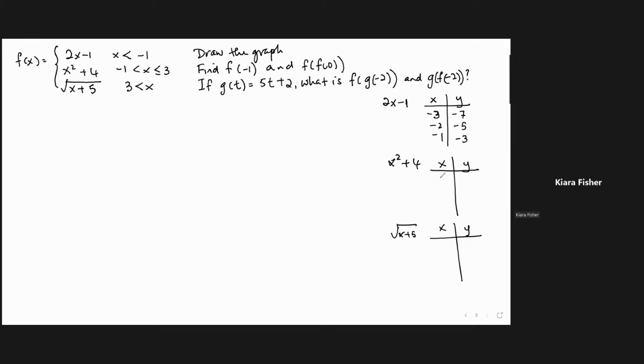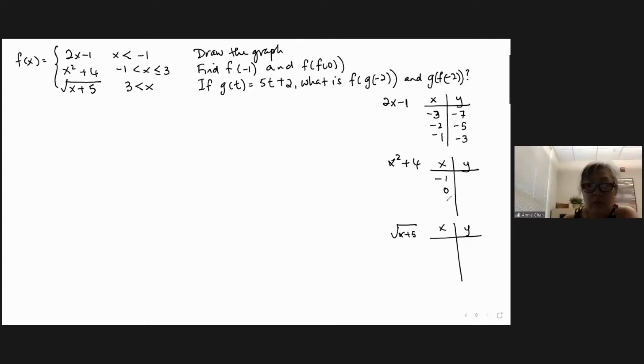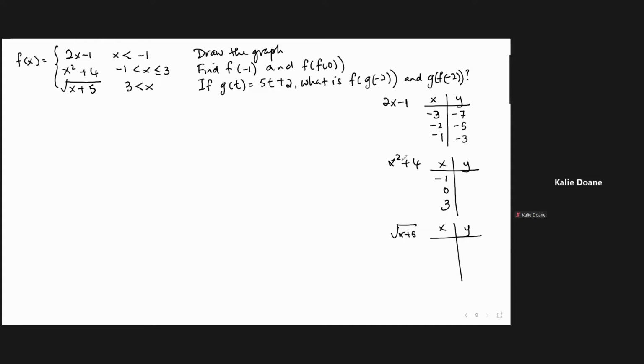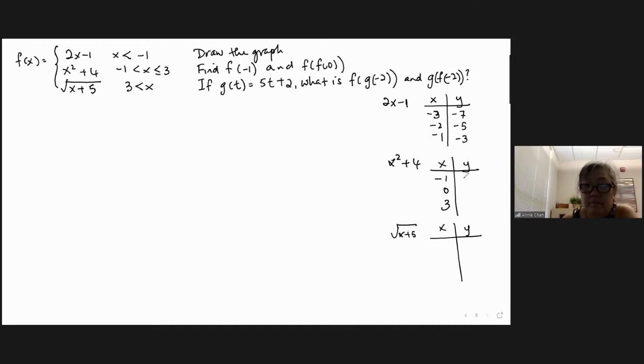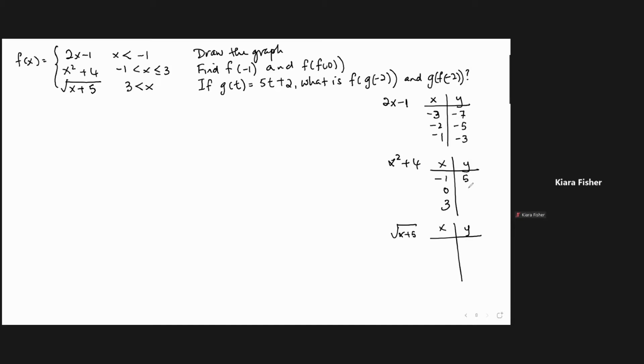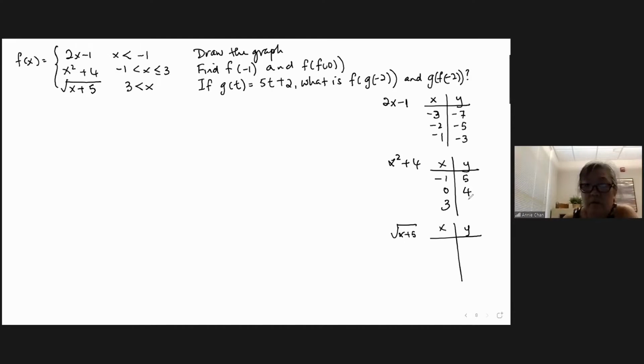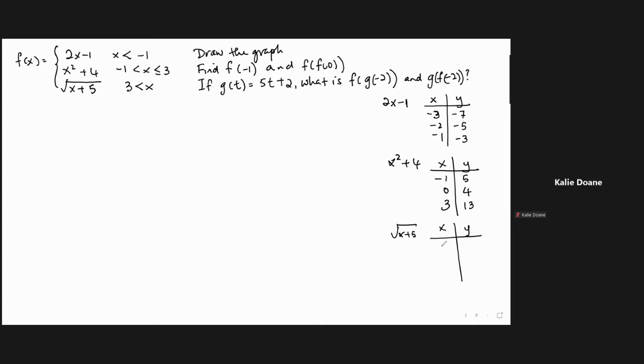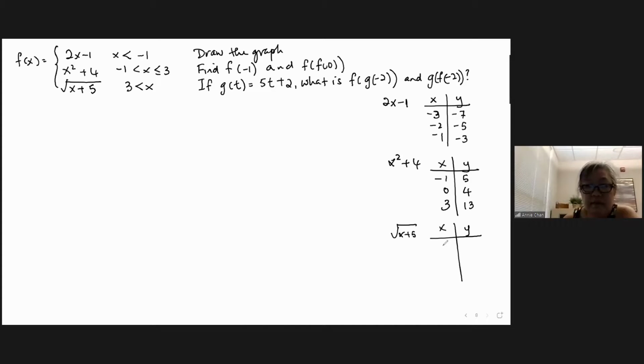Wouldn't it be for the x's -1, 0, and like 1, 2, 3? Okay, so say we have 3. All right, so what's the y? Five, 4, 13. Yes? Okay. Gentlemen, what are the points that you chose for x?